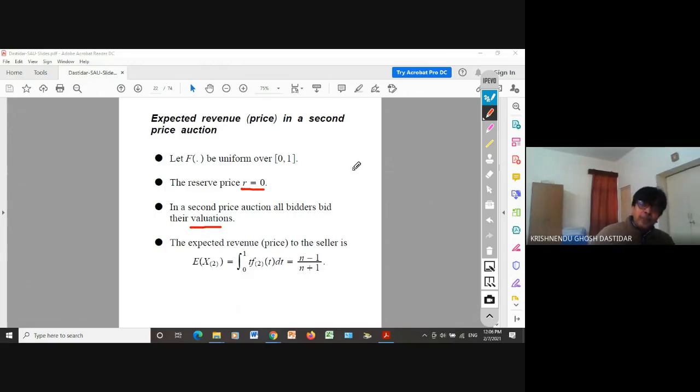So the expected revenue or price to the seller, and revenue and price here are the same because only one unit is being sold, is the expected value of the second highest value, and that is given by this. In this case, where F is uniform over 0 to 1, and this is just an illustrative example with n bidders, the expected price that a seller will get in the second price auction will be (n-1)/(n+1).